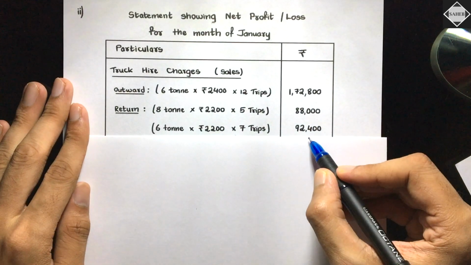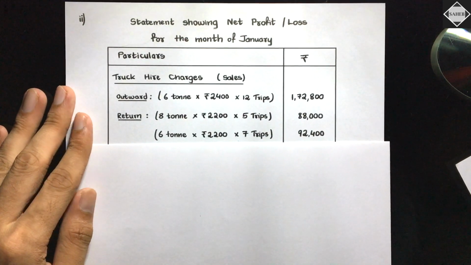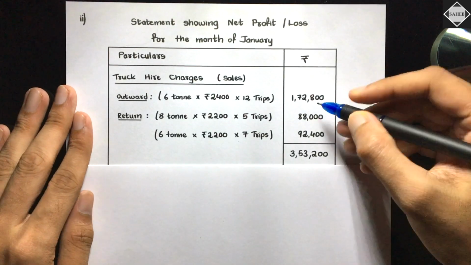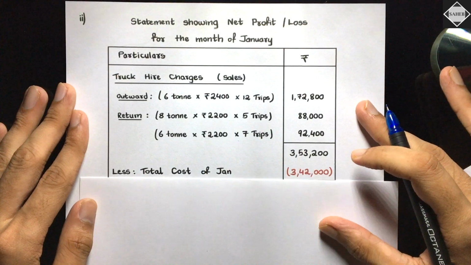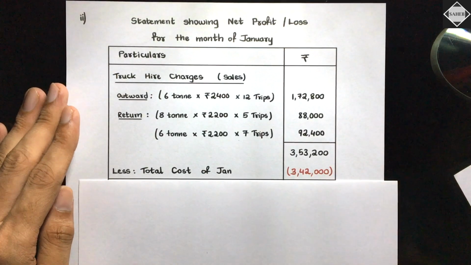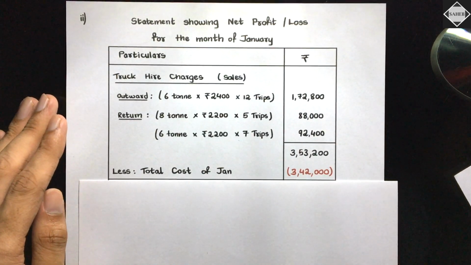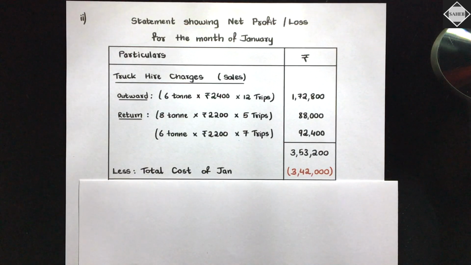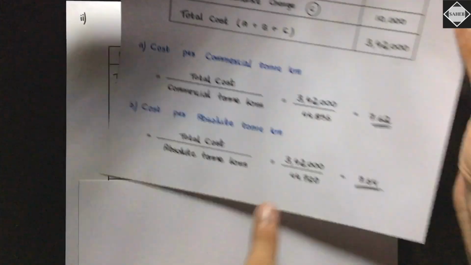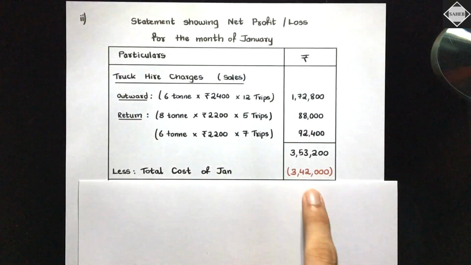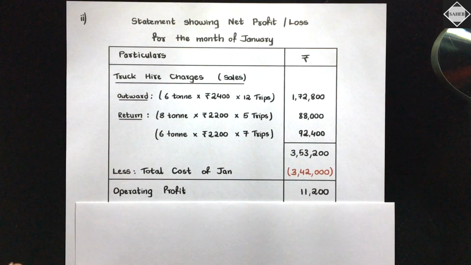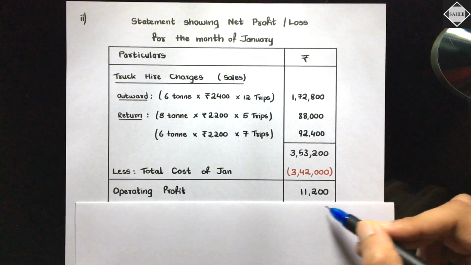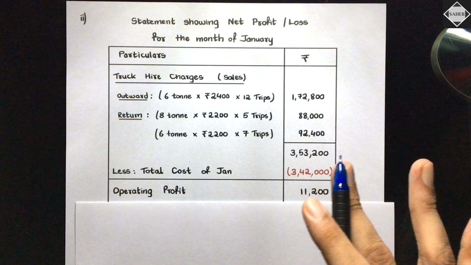That is equal to 92,400, right? So this is the revenue calculation. Okay, if you add up all of this, this is the total revenue. Is it clear? Simple. You will subtract the total cost of January. Where you will get the total cost? From the operating cost sheet. Yeah, in the operating cost sheet we have the total cost of the January, no? That is 3,42,000. So subtract that. When you subtract that, what do you get? You get operating profit. Because of operating your truck, in the month of January, this much profit you have made. This is operating profit, not net profit.